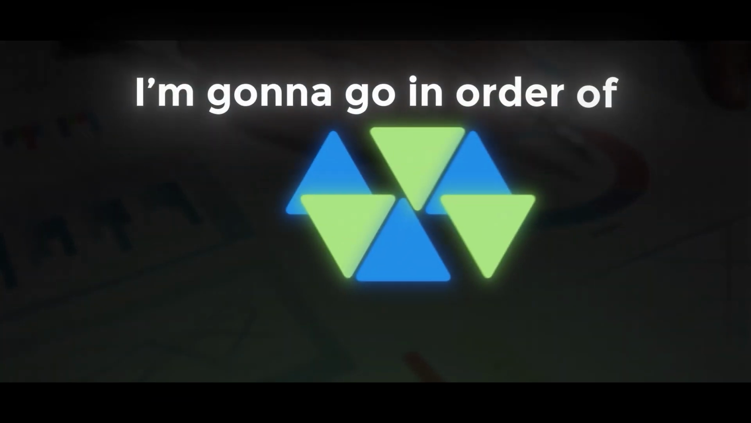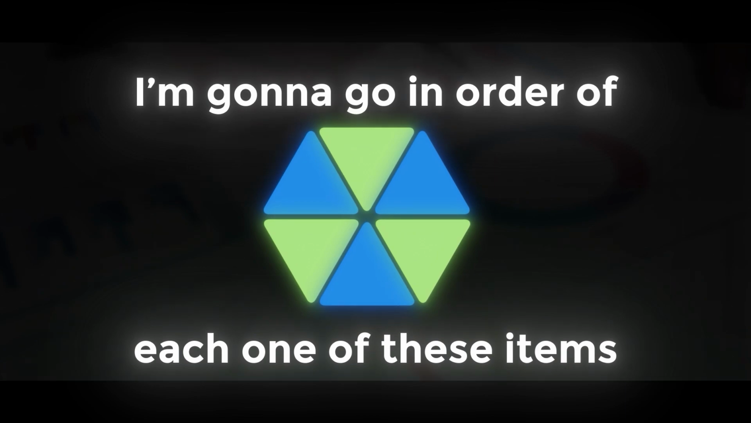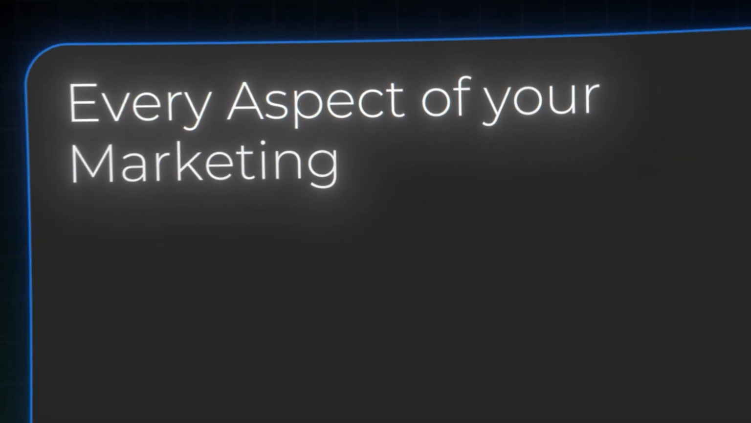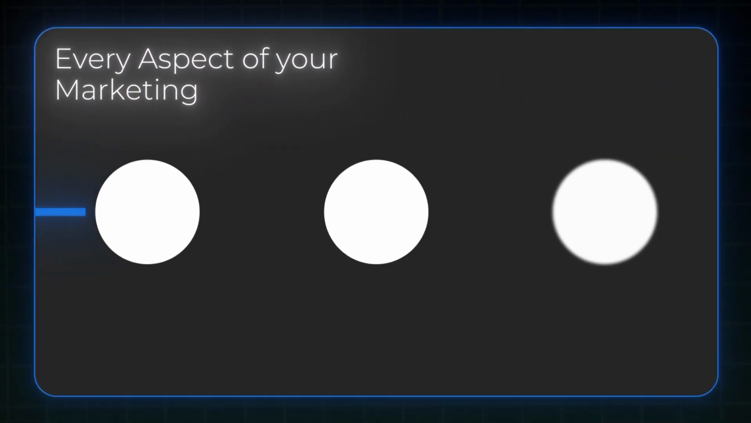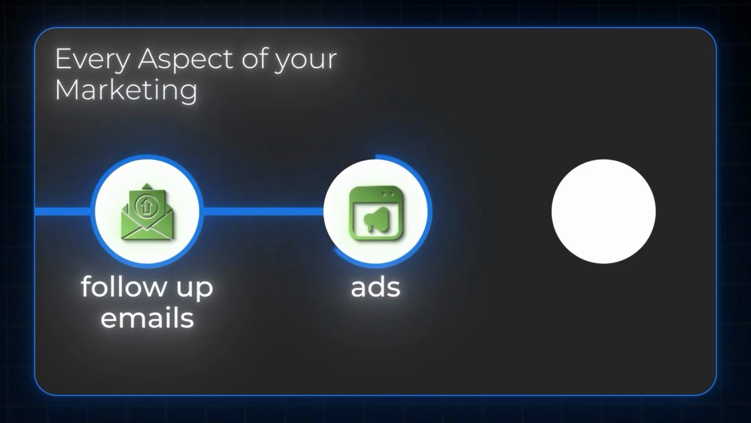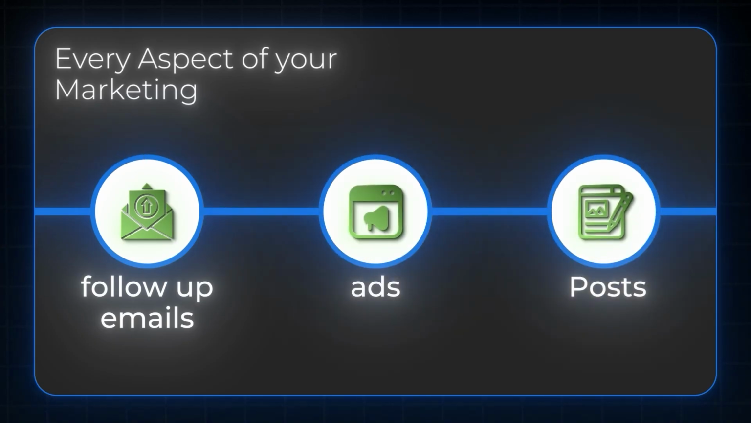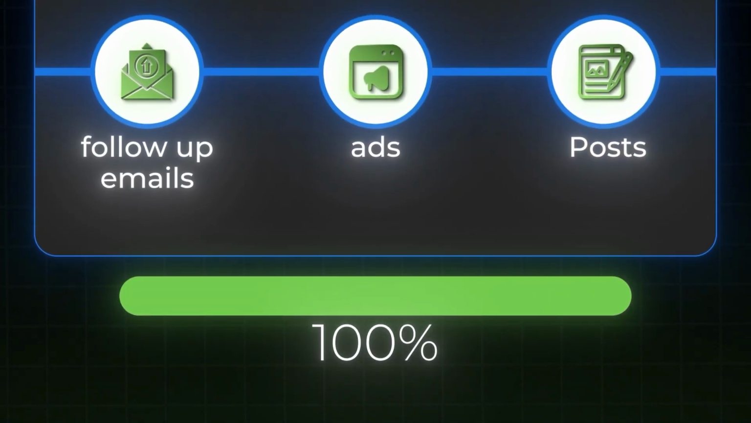So let's do it. All right, here's how we're going to break this down. I'm going to go in order of each one of these 6 items that you need to have on your sales page. You can also include all 6 of these in your marketing. What is in this video needs to be a part of every aspect of your marketing. This can be your follow-up emails, your ads, or posts that you make on social media, but 100% needs to be a part of your sales page because they're hugely important.